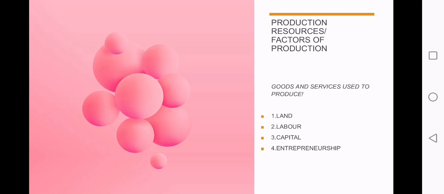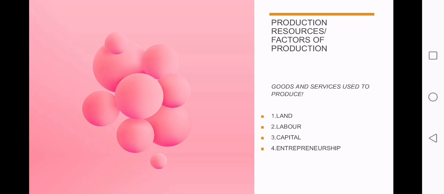Alright, let's start with production resources or factors of production. You can get the definition from the word itself. Factors of production are the goods and services which are used in order to produce more goods and services. There are 4 factors of production: land, labor, capital, and entrepreneurship.